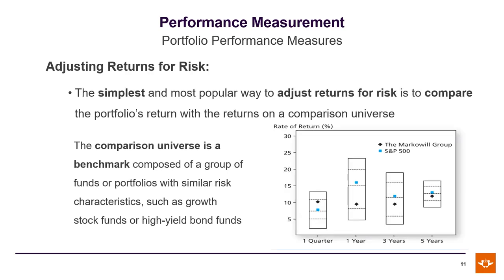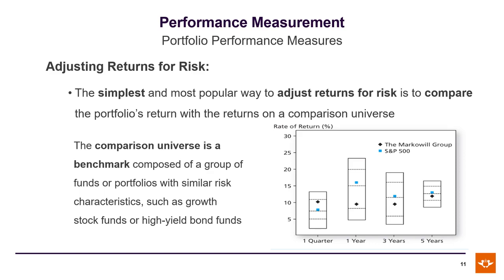Now, in the previous performance measures that we talked about, although we mentioned that we need to adjust them for risk, we didn't explicitly adjust them for risk. So now we're looking more specifically at risk-adjusted return measures. So the simplest way and the most popular way to adjust returns for risk is to compare the portfolio's returns with some benchmark. So a benchmark which is similar to the mandate or the way that your portfolio is constructed and managed.